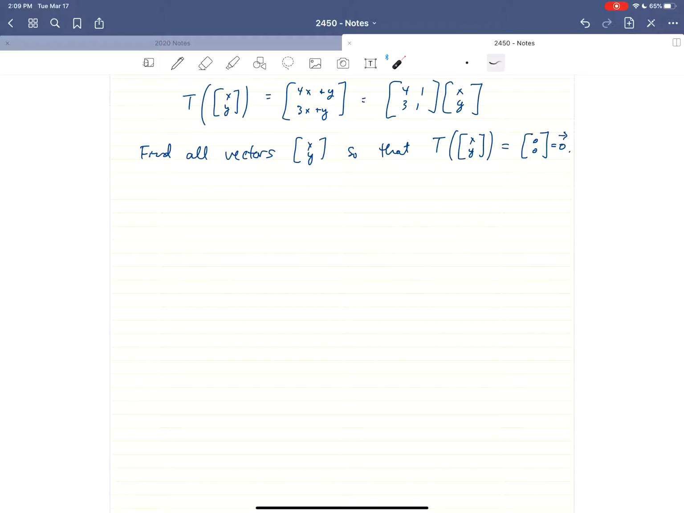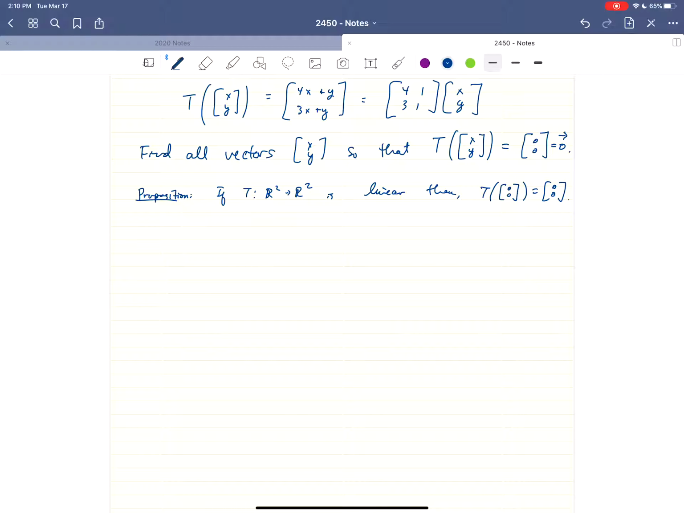Or you can have a transformation where some things get mapped to the 0 vector lots of times. But it's always going to be the case that there's at least one vector that gets mapped to 0, namely the 0 vector. So I think it's important enough to point out, let's call this a proposition: if T going from R2 to R2 is linear, then T of the vector (0, 0) has to be (0, 0).